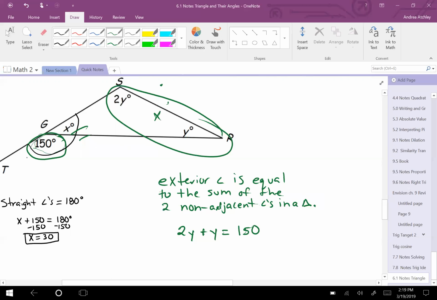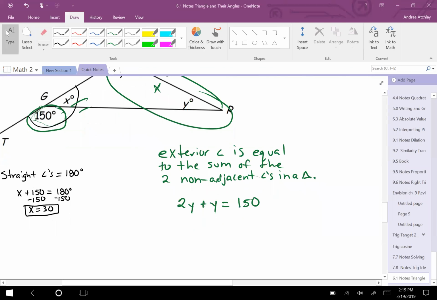This exterior angle measures 150 degrees. If it measured 125, you would set it equal to that. If it measured 52, you would set it equal to that. So now you're going to combine like terms, 2y and y. 2, and this is like a 1, right? 2 plus 1 is 3y equals 150 degrees. I divide by 3, and I get y equals 50.